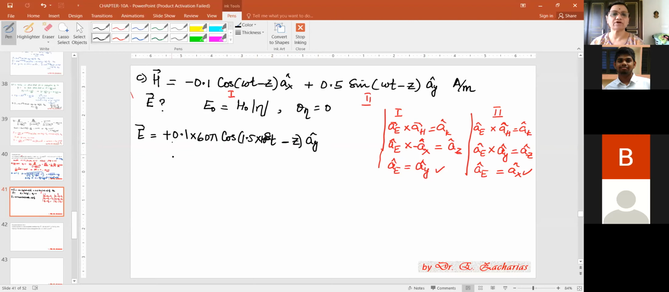Then come to the second one. The second term is going to be plus 0.5 into 60 pi, and then sine of 1.5 into 10 to the power of 8 t minus z. And here what will you write? What is the direction? X. What is the unit? Volts per meter. That's it.